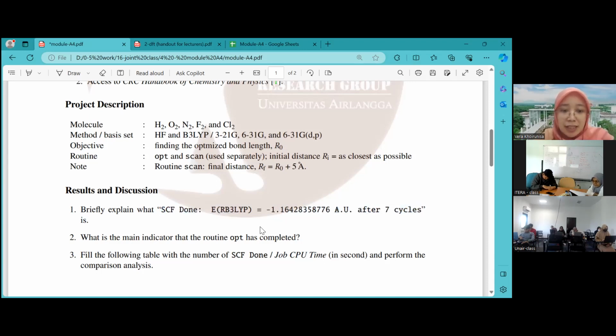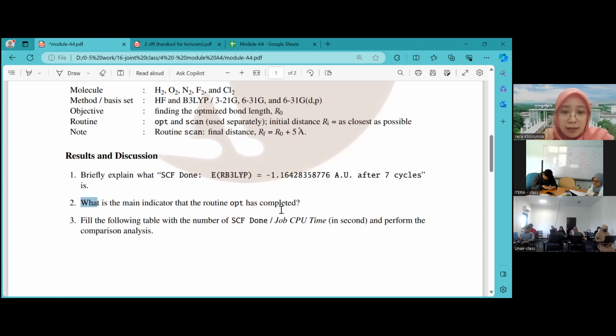Okay, and then for the second one, you need to explain what the main indicator is that the routine OPT has completed. So what is the indicator that my calculation of optimization geometry has completed? Is it the geometry or etc.? So you will know the main indicator.